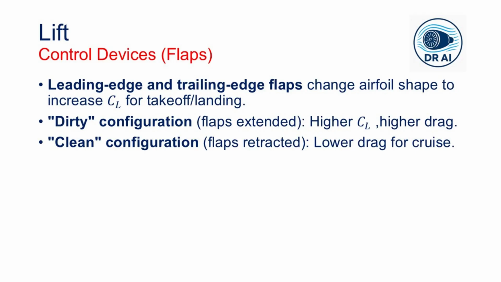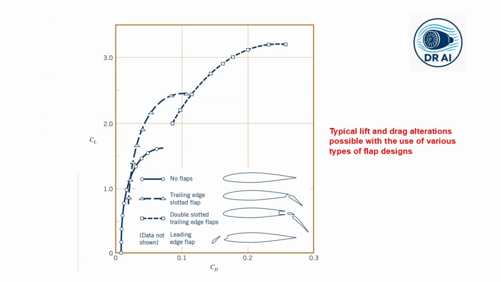So this comes at a cost. Flaps also increase the drag significantly. That's why they are retracted during the cruise position, when the aircraft flies fast enough that the basic wing shape provides sufficient lift with low drag. The high drag dirty configuration is only used when needed during the low speed phases of the flight.